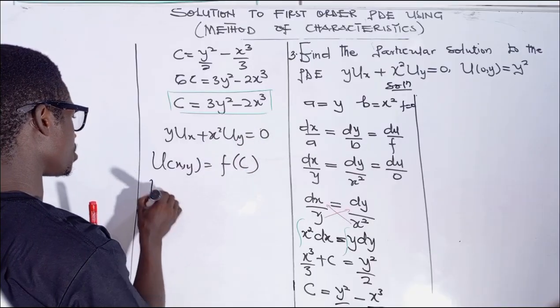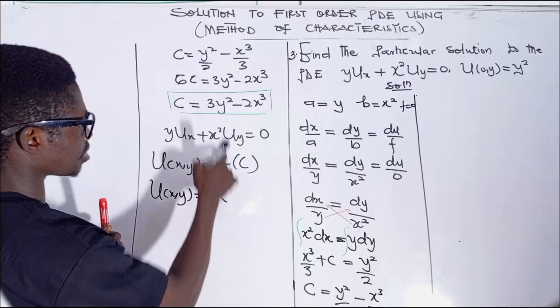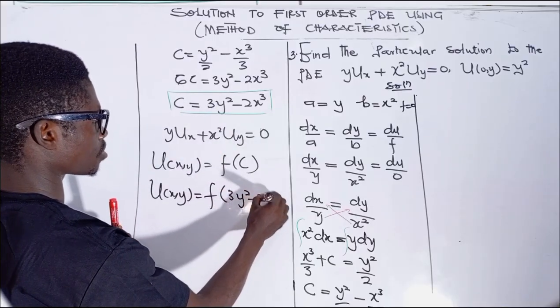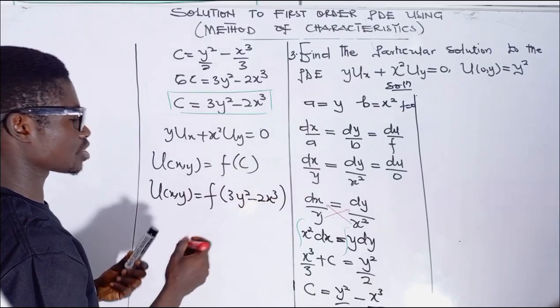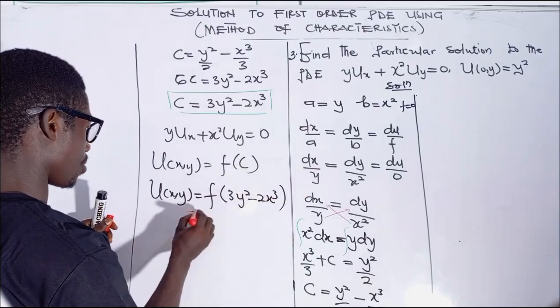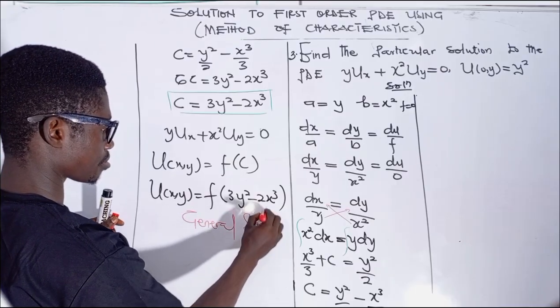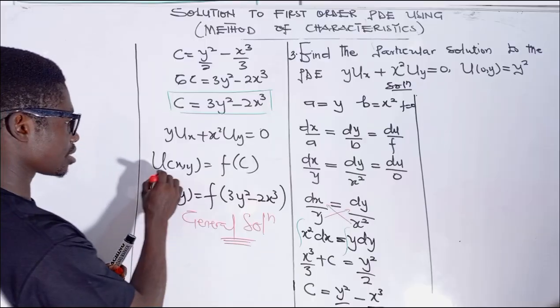So the general solution will be given as u of x, y is equal to a function of this. So we have 3y squared minus 2x cubed. So this becomes our general solution. And then we are done.